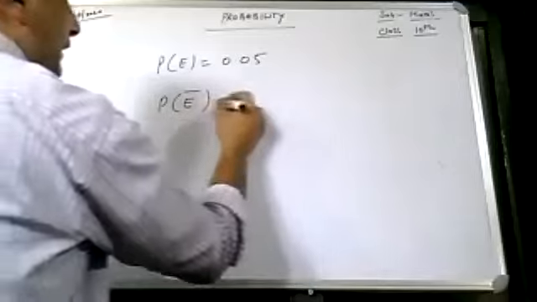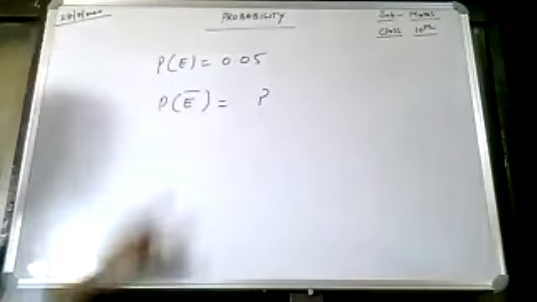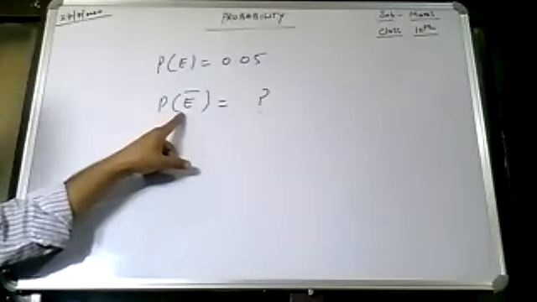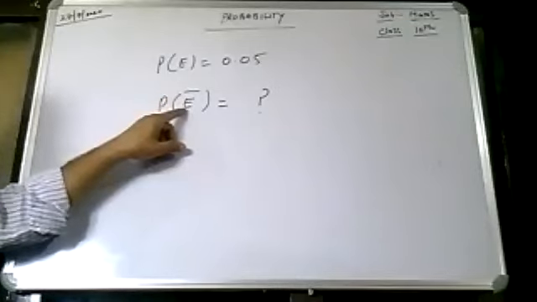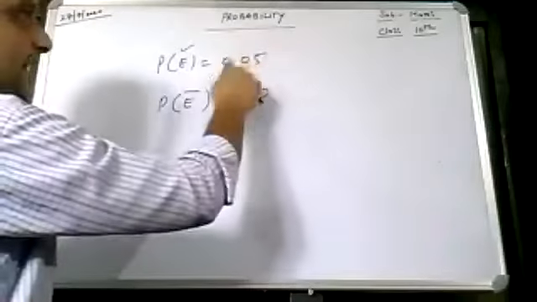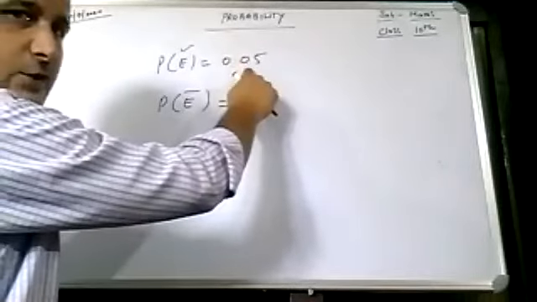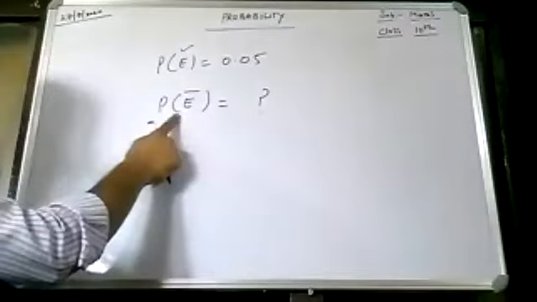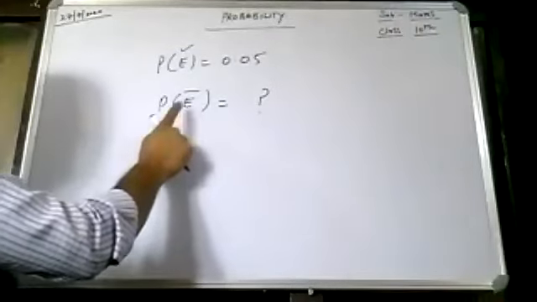If P(E) is equal to 0.05, what is the probability of not E? Class, how do we write the probability of not E? That is, E bar means probability of not an event E. Clear? This is the probability of an event E. How much is it? 0.05.